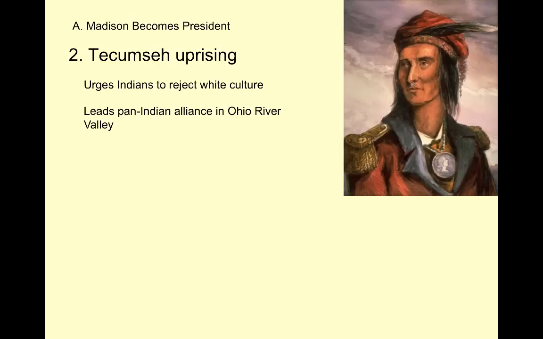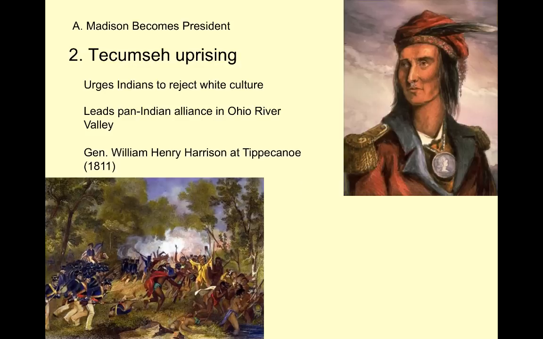Let's go back just a second. If we're going to do a synthesis, this is very similar to Pontiac's Rebellion in 1763. We see in both instances, Native Americans are creating a pan-Indian alliance in the Ohio River Valley to try to stop American settlement into their region. So the United States figures that Madison has to do something about this. And so he sends General William Henry Harrison out west to deal with Tecumseh.